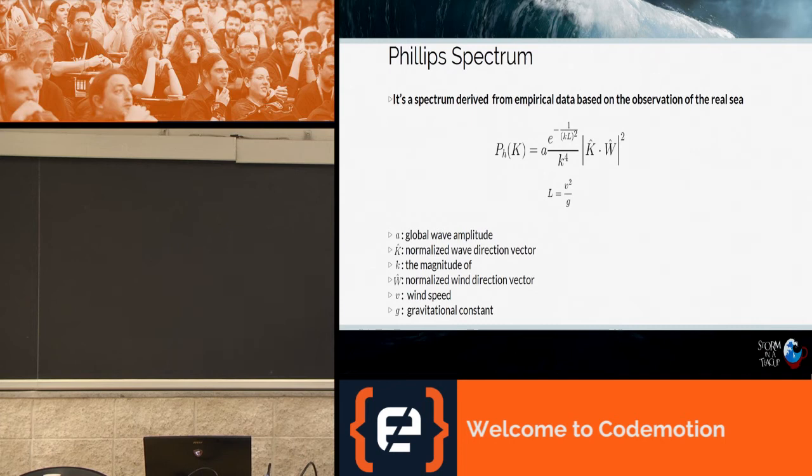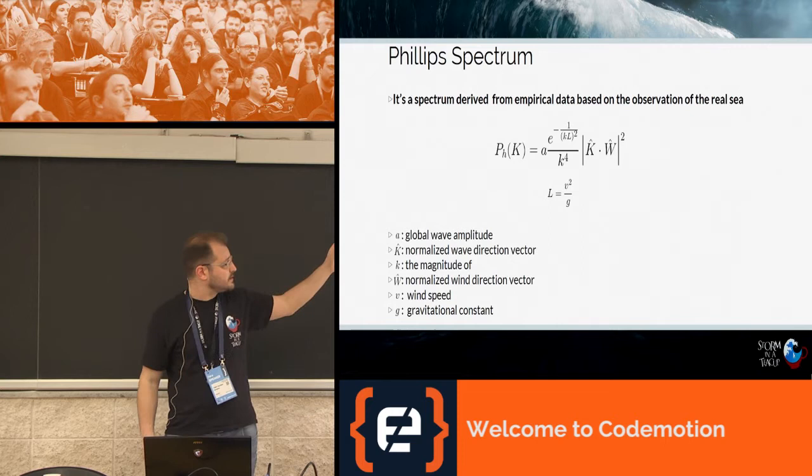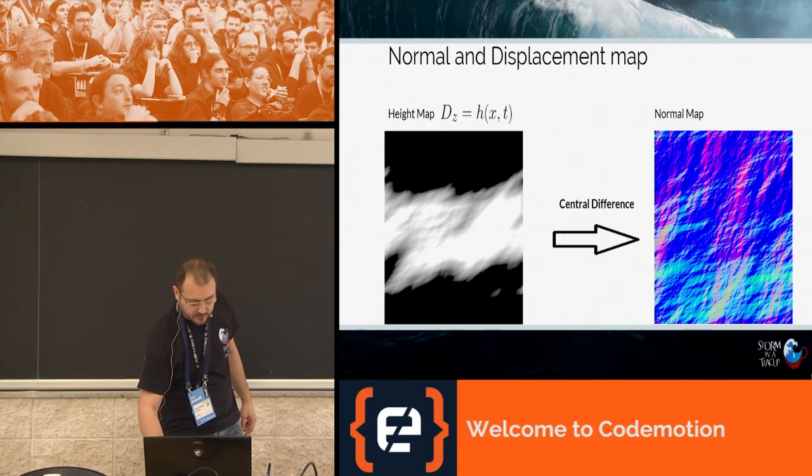So basically, this spectrum is what you use to control the way the sea, the ocean behaves. And those parameters that you see here are the parameters that I exposed to the artists when they have to fine-tune the ocean. So next.